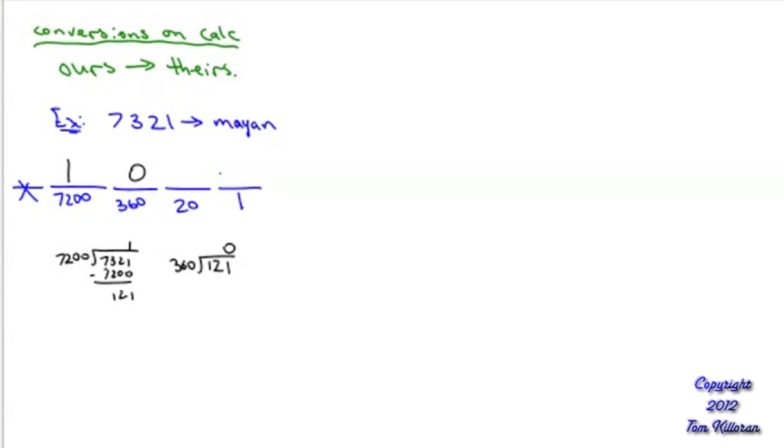So what do I do with that 121 now? Divide by 20. How many times does 20 go into 121? 6. And 6 times 20 is 120, and that leaves us with a remainder of 1. So I put 6 here and 1 there. So my Mayan numeral is 1061. But it's not 1061 because it's not base 10. How do I write 1061 in Mayan?